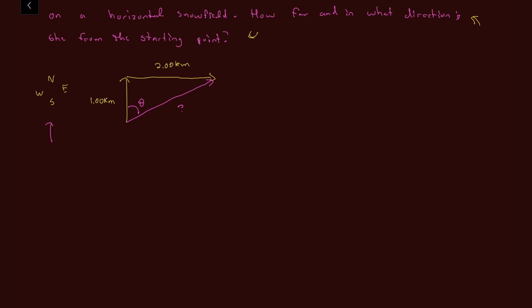Now, how far is relatively easy because all we need to do is remember the Pythagorean theorem, which is C squared is equal to A squared plus B squared. In this example, C is simply our question mark, and that is equal to the square root of (1.0 kilometers) squared plus (2.0 kilometers) squared. Now, this is simply the square root of 5 kilometers.